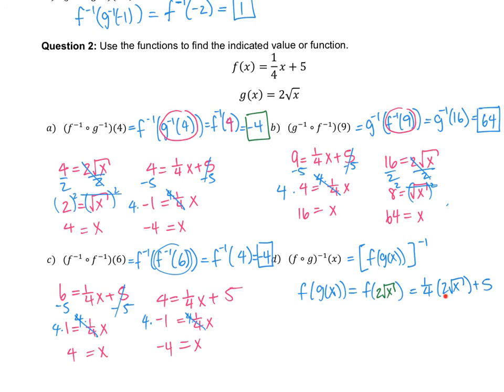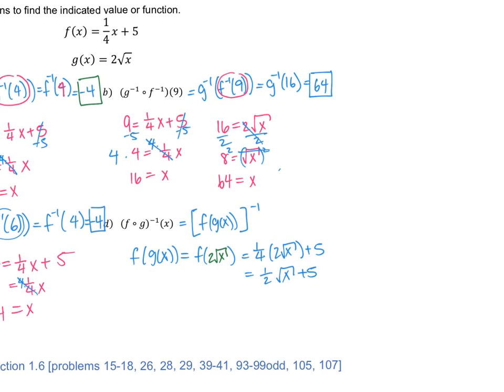And since this 2 is right next to the 1/4 when you multiply, 1/4 times 2 is going to be 2/4, which ends up being 1/2. 1/2 square root of x plus 5. So let me scoot this over. In fact, let me just rewrite that here. 1/2 square root of x plus 5.